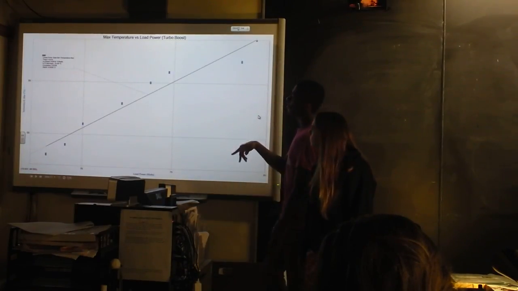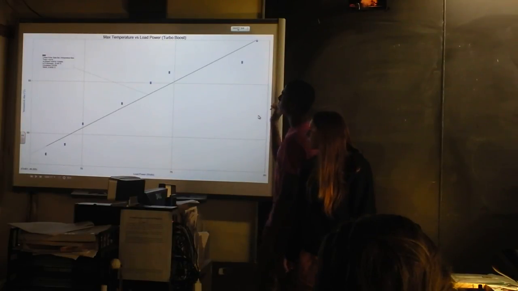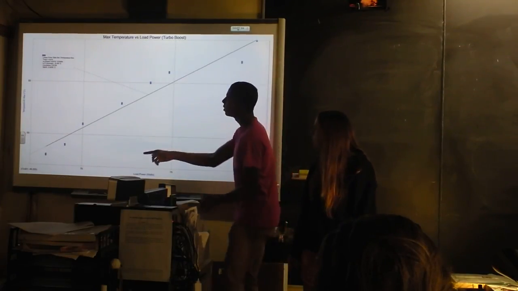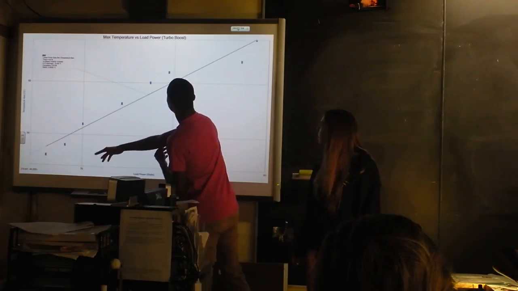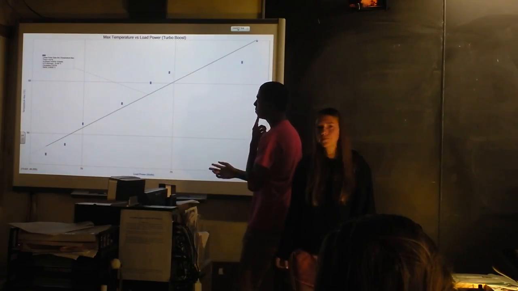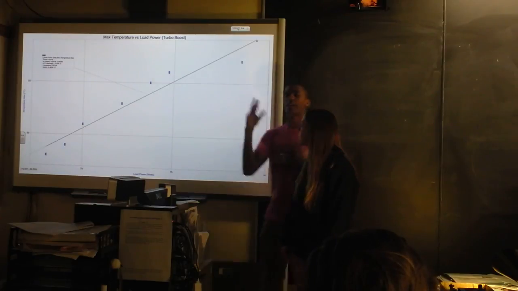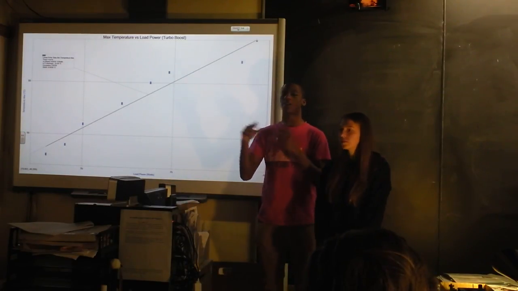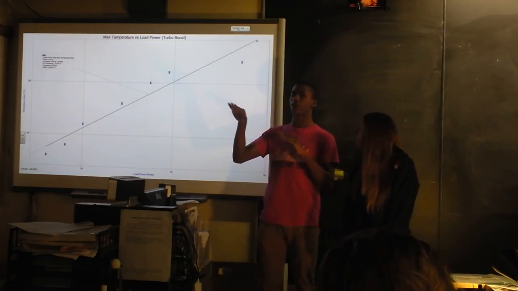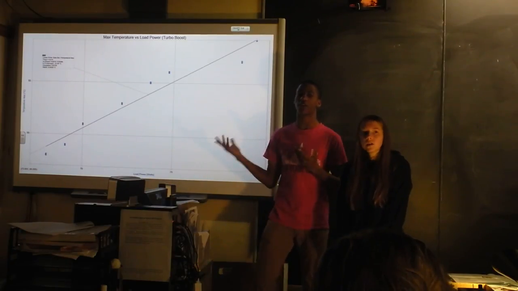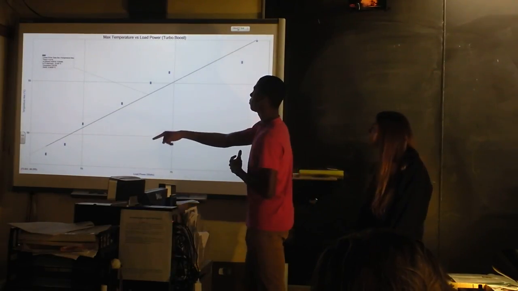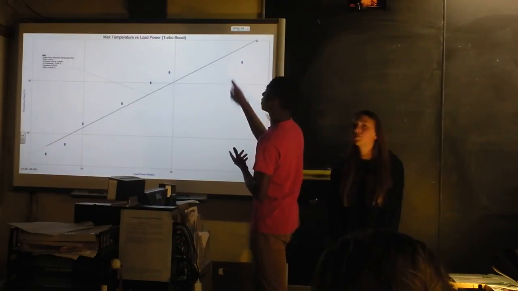And then this is max temperature versus load power, and this graph is really weird. But this is also because the power supply is really weird. In our raw data, the power per trial doesn't seem to exactly correlate with how much frequency or whatever. But it seems to go up pretty linearly: as the power goes up, the temperature does.